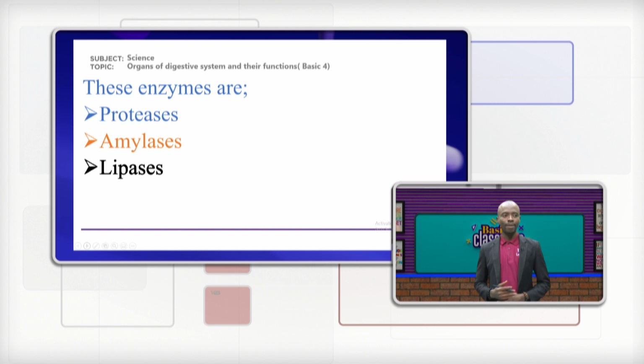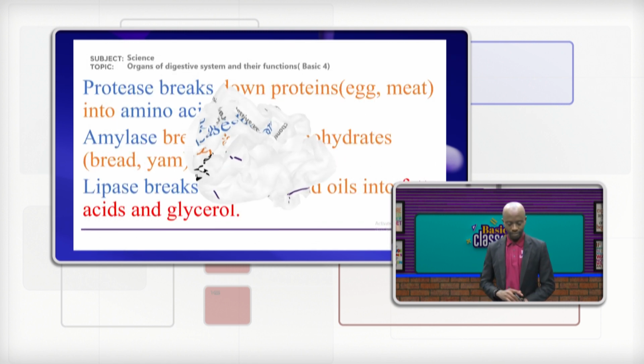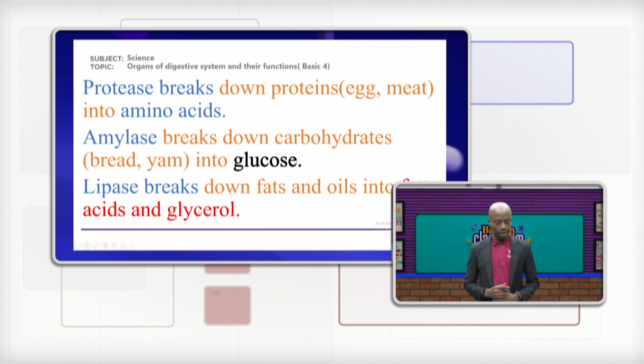So let's look at the enzymes that break down our food substances. We have one enzyme known as proteases. Say that after me: proteases. Amylase or amylases. And lastly, lipases. So these are the 3 main enzymes that break down our food substances: proteases, amylases, and lipases. Now, let's take them one after the other.